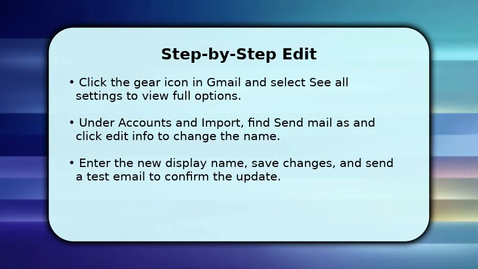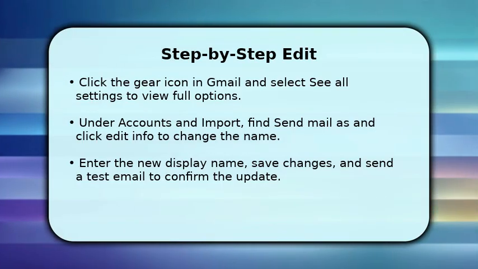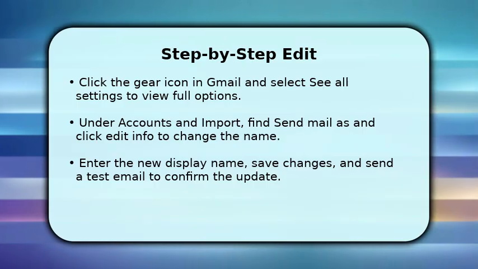Open Gmail and click the gear icon, then choose See All Settings to access full options. Find Accounts and Import, locate Send Mail As, and click Edit Info to change the visible name. Enter your desired display name exactly, click Save Changes, and then send a quick test message to confirm the name update displays correctly for recipients and on your own sent mail.